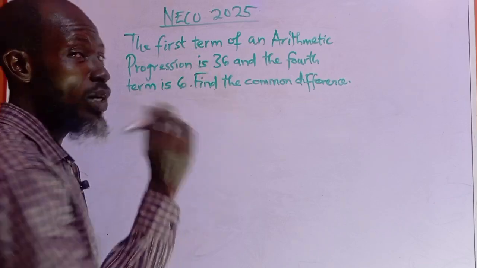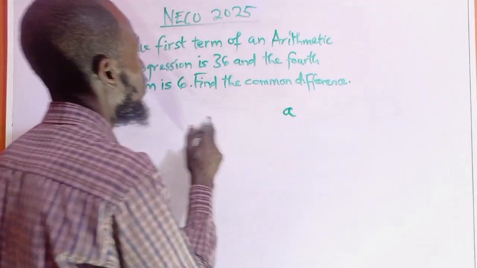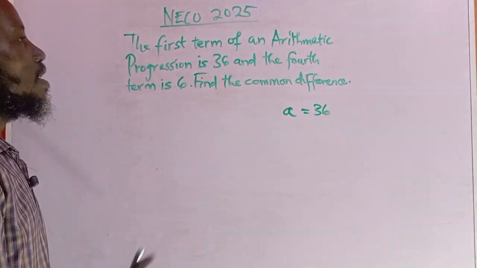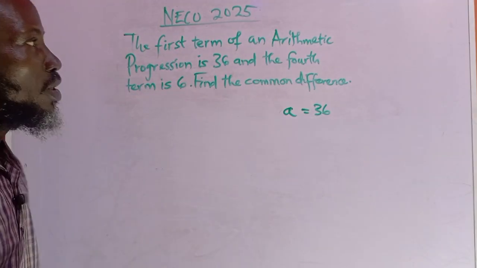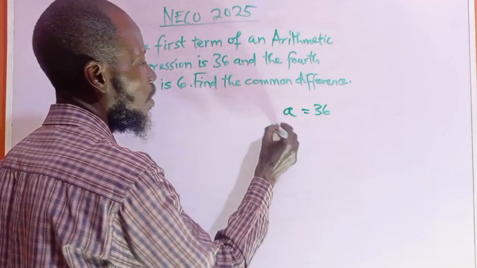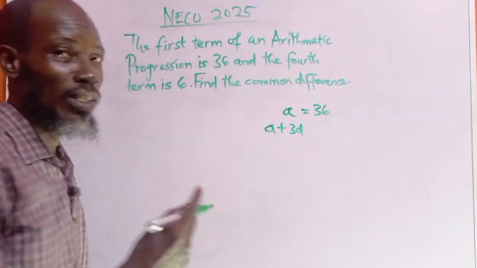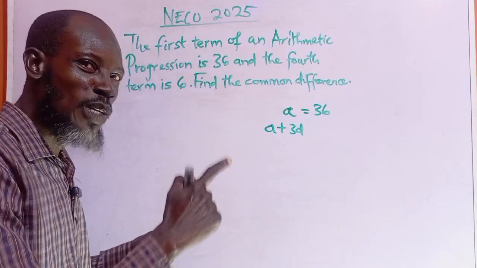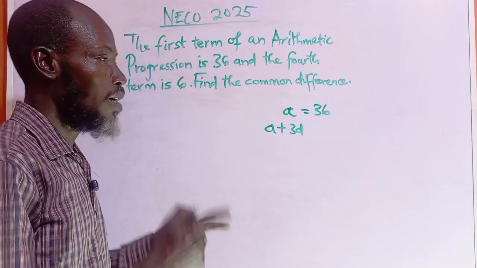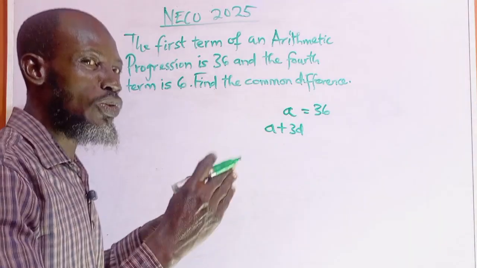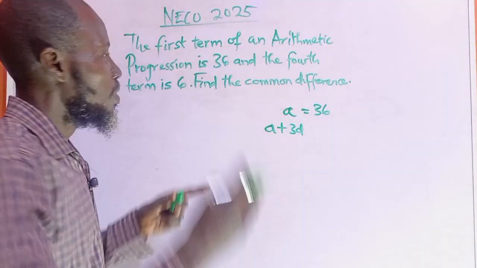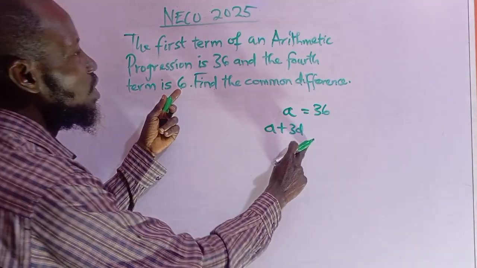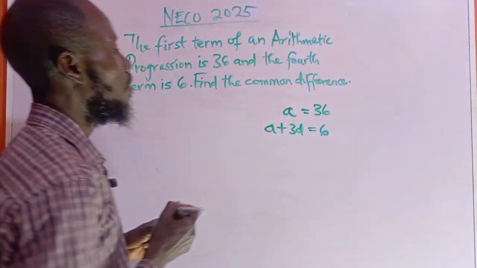The first term is usually represented with A. We are given the value to be 36. And the fourth term will be written as A plus 3D. If it is the second term, it's going to be A plus D. If it is the third term, it's going to be A plus 2D. So that is the order of the sequence, and the fourth term has a value of 6, as we are given.